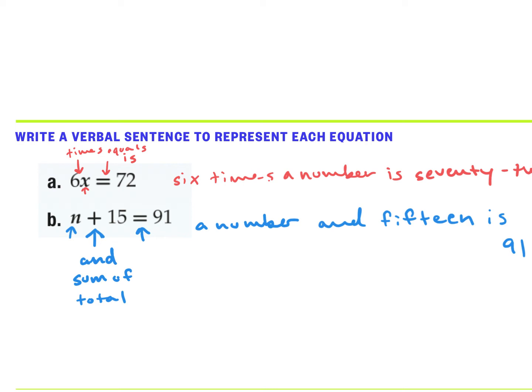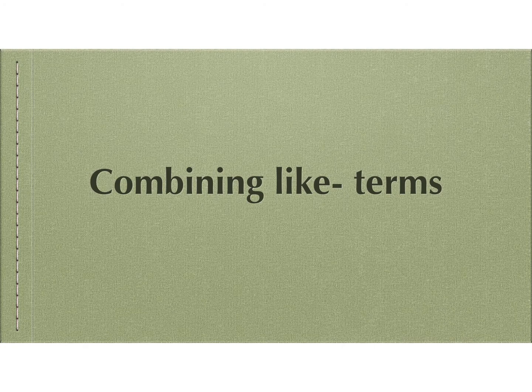You could say the sum of a number and 15 is 91. You could say the total of a number and 15 is 91. So again, more than one way to do this. There's more than one right answer for these. Any questions? All right, next we're going to be moving on to combining like terms.